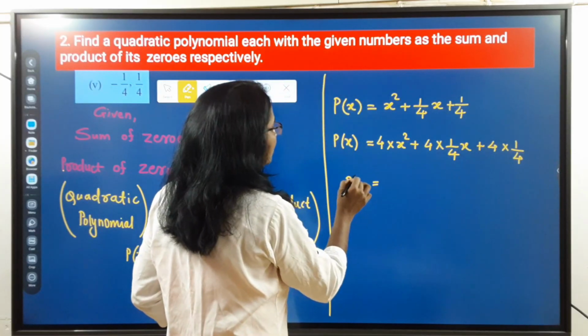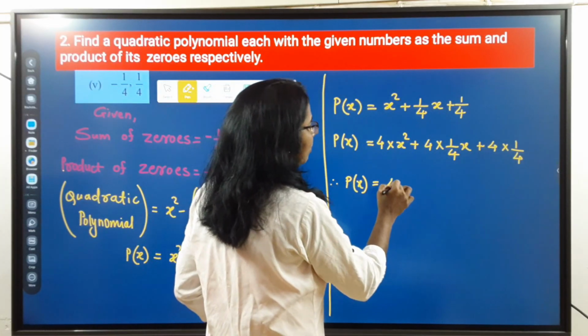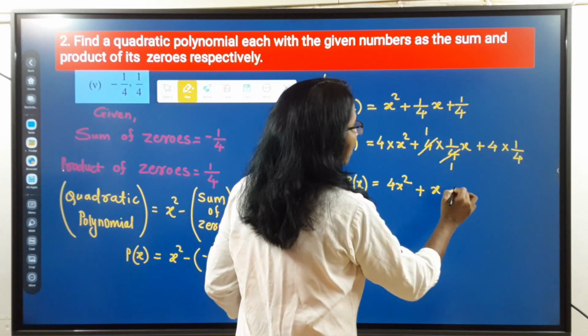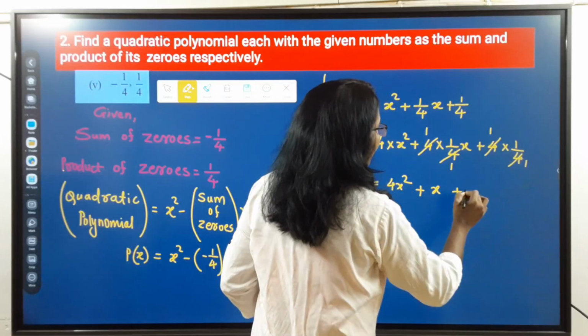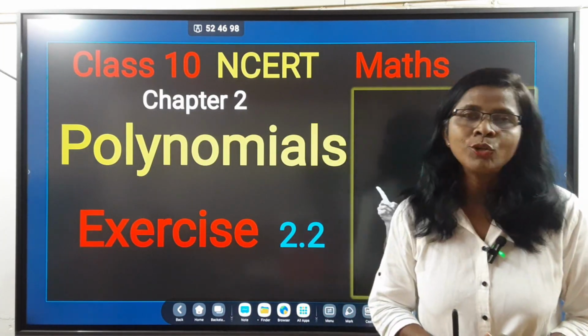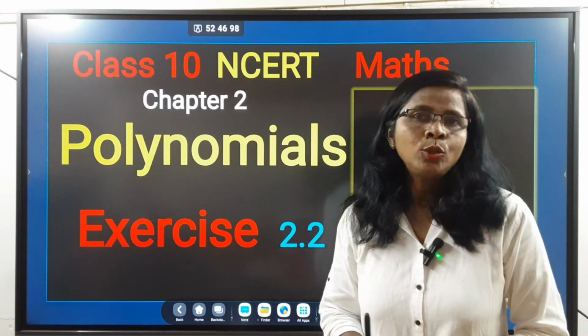So that means here, students, p of x is equal to 4x square plus, now here 4 get cancelled, students, here. So x plus, here also 4 get cancelled, and here the 1. So the exercise 2.2 from chapter 2 polynomial. So let us solve the exercise 2.2.